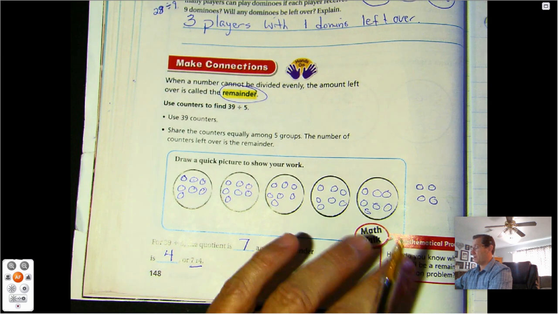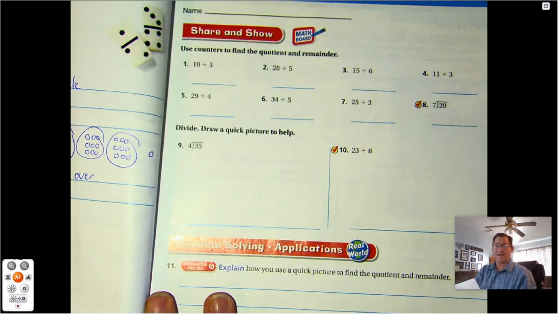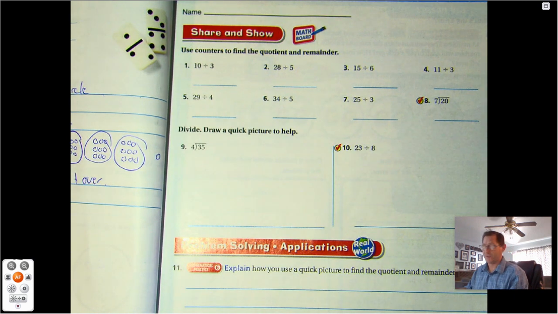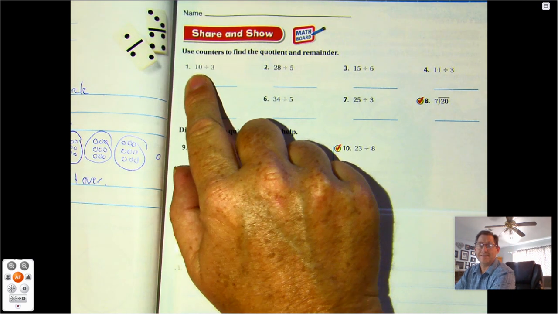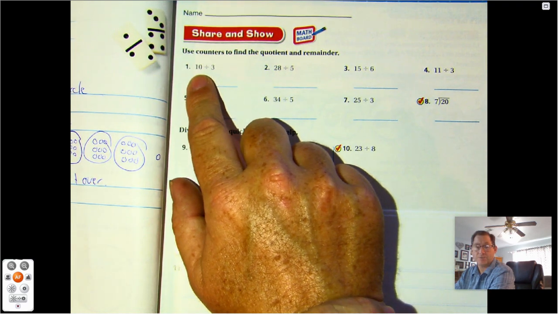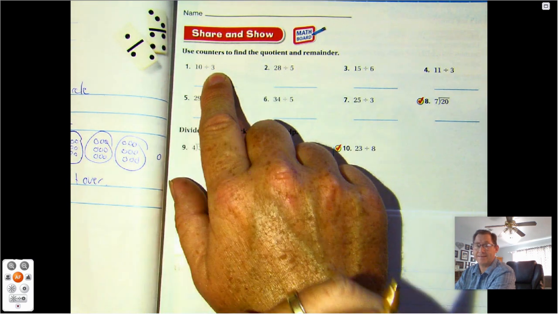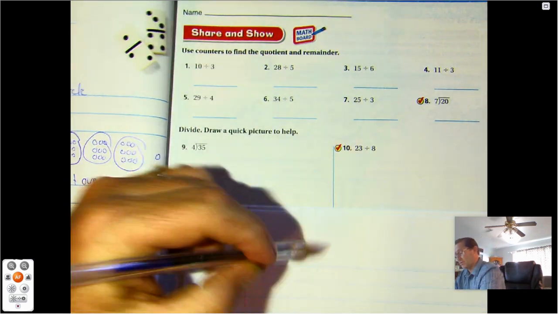Okay, so now let's go on to page 149. And so if you have counters, you can continue using them. The dividend is how many counters you need. So here I need 10 counters, and the 3 represents how many groups you're going to break that total into. So for number 1, I'm going to draw 3 circles.